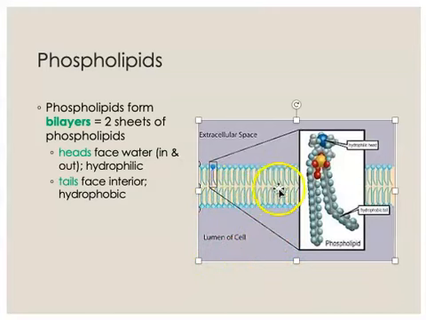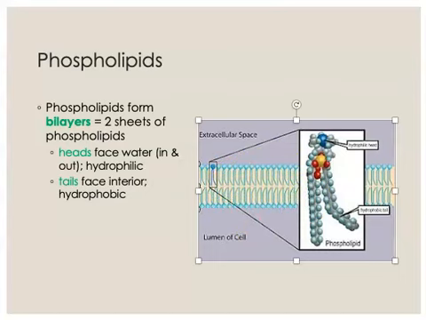In the center of the membrane are all the tails. These are hydrophobic. These are non-polar. They don't interact with water, but they will interact with each other, forming van der Waals interactions. It's van der Waals interactions, then, that hold the tail portion of a membrane together.